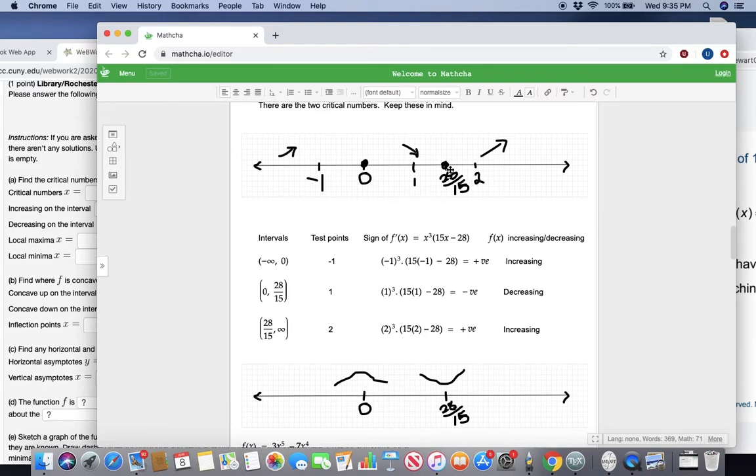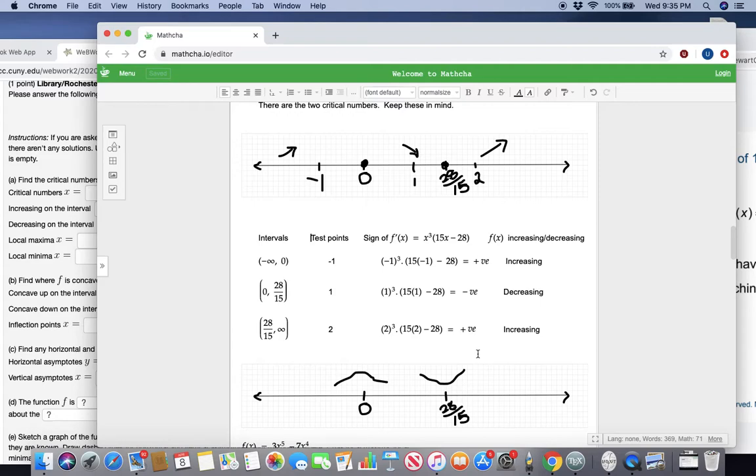Likewise, the last interval, 28 over 15 until infinity. Well, that is slightly before 2, so I have chosen test point 2. Plug it in. 2 goes there, 2 cubed, times (15 times 2 minus 28). So that's a 30 minus 28, positive, positive, positive. So on this interval, I'm going to go up.